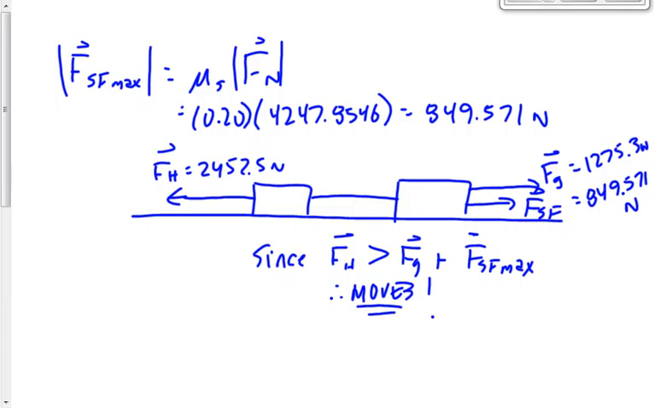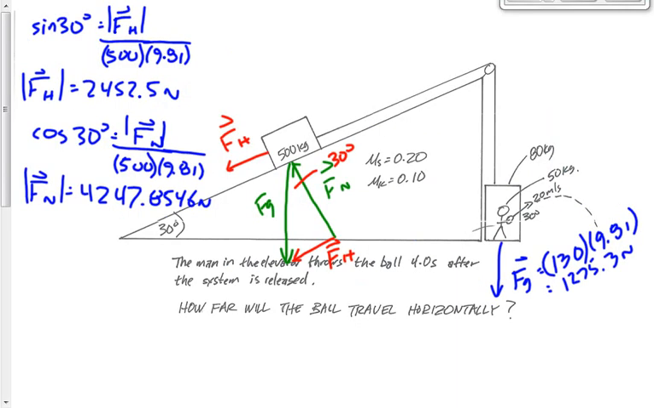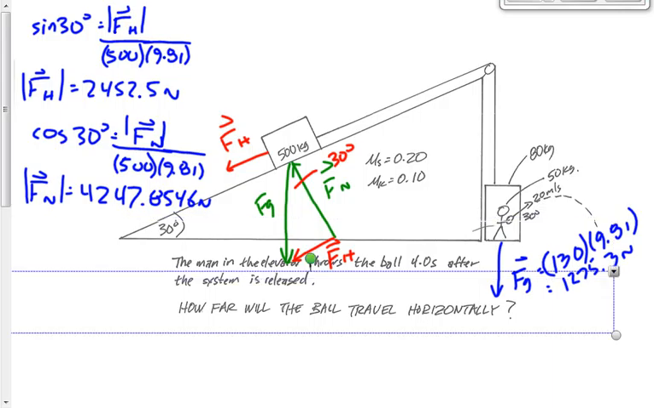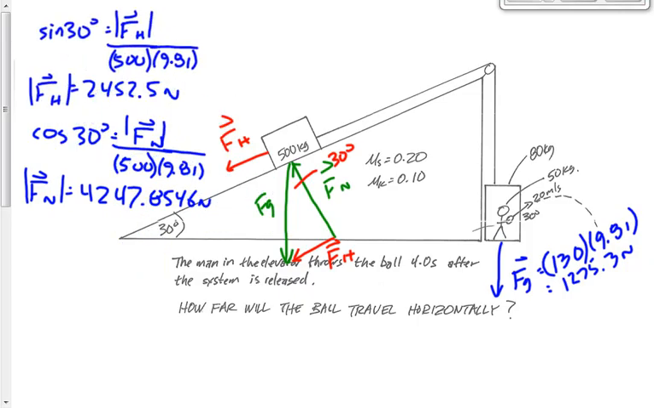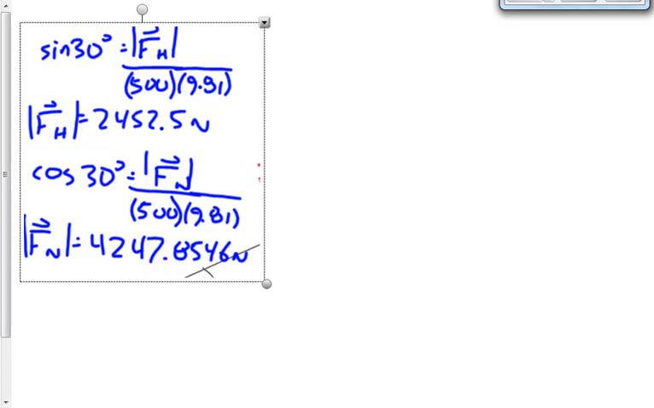Let's go back to this last page and copy over a couple of things. I just want to copy over the force of the hill and the normal force, because we know we're going to use those forces again. The force of gravity that was acting to the right, we had already found, was 1275.3 newtons. Again, we're not calculating that again. We already know what it is.